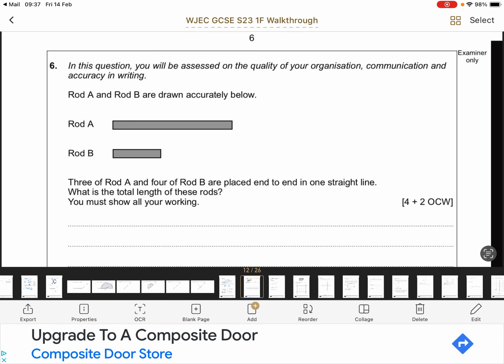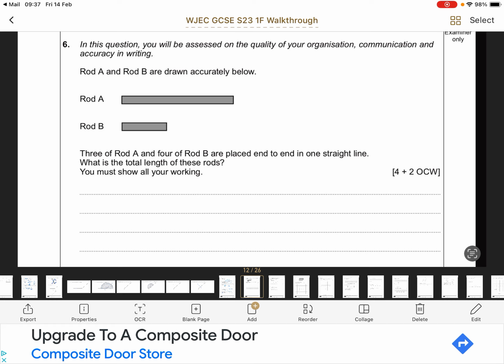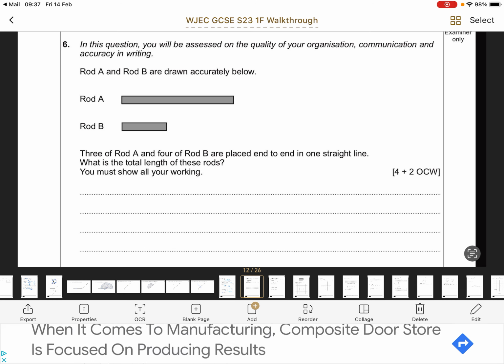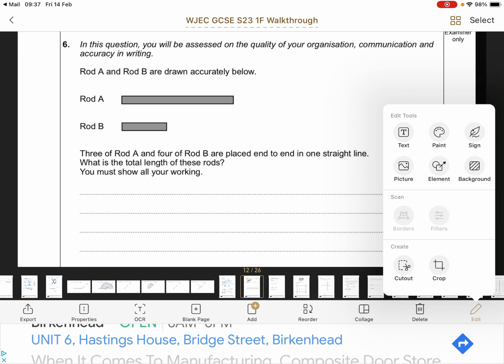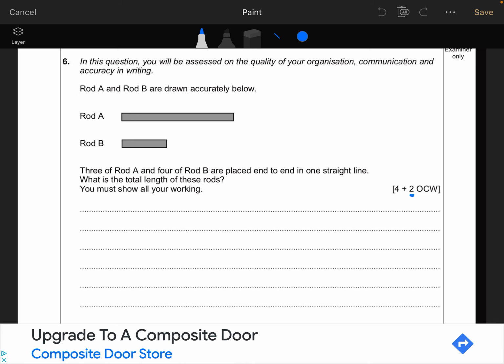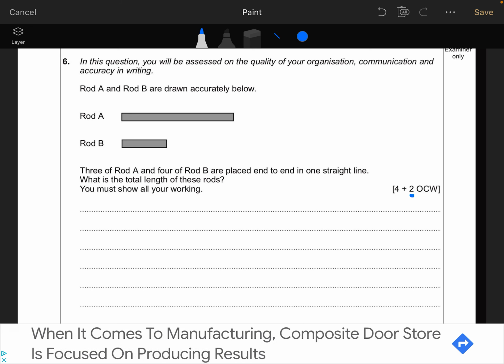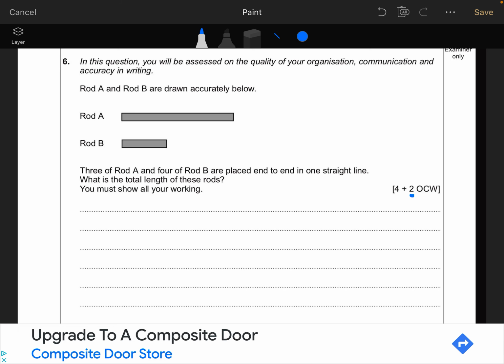And now we're on to question 6. And quite a few words in this, but at the top of this question it says, in this question you will be assessed on the quality of your organisation and communication and accuracy in writing. Okay, and there's 2 extra marks for doing that. So you might get the question right, but if you don't show your working or present your work in the right way, then you won't get those extra 2 marks. You'll just get the 4, even if it's right.